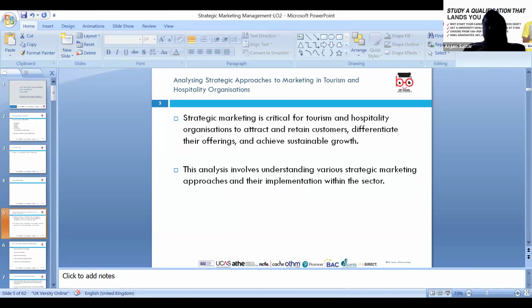Hello and welcome to today's lesson where we're looking at pest analysis or pestle analysis, which is a tool that can help you understand the macro environment in which an organization.